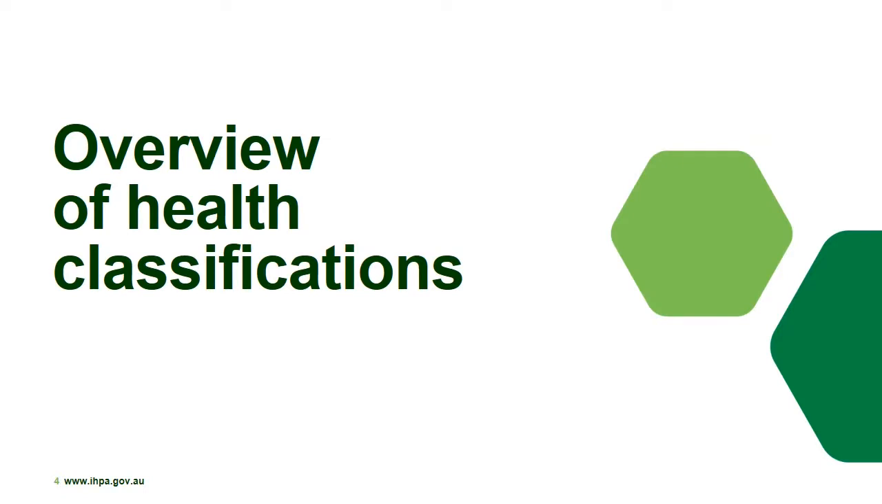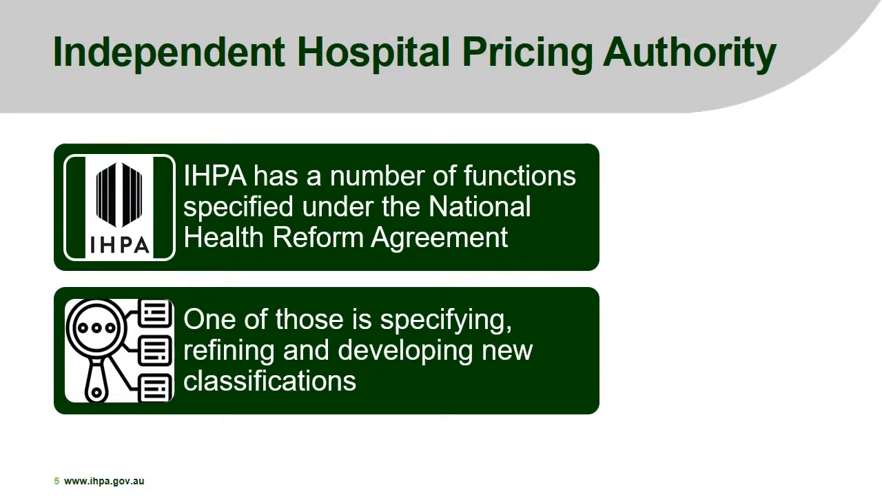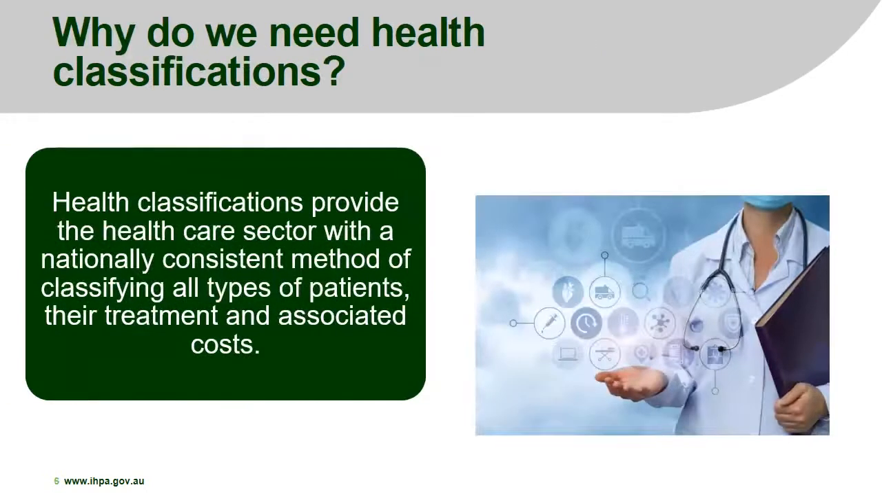An overview of health classifications. IHPA has a number of functions specified under the National Health Reform Agreement. One of those is specifying, refining, and developing new classifications. Health classifications are able to provide the healthcare sector with a nationally consistent method of classifying all types of patients, their treatment, and associated costs.